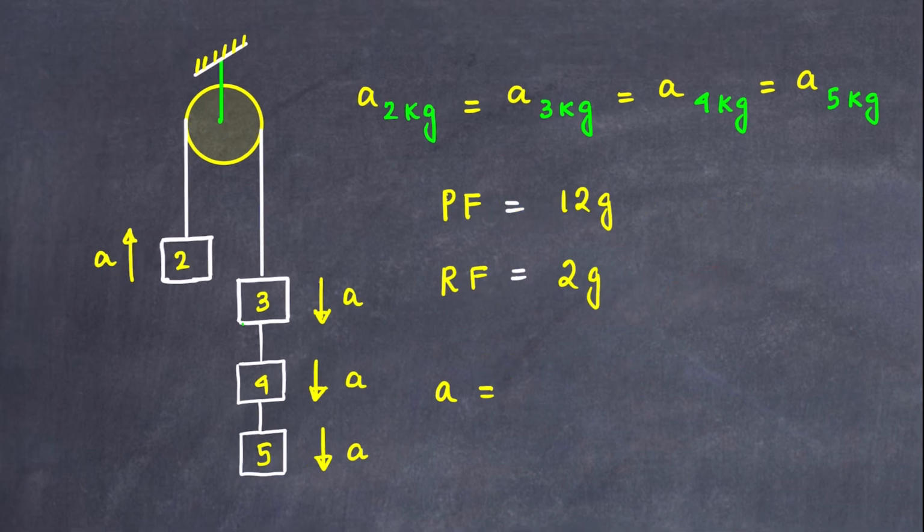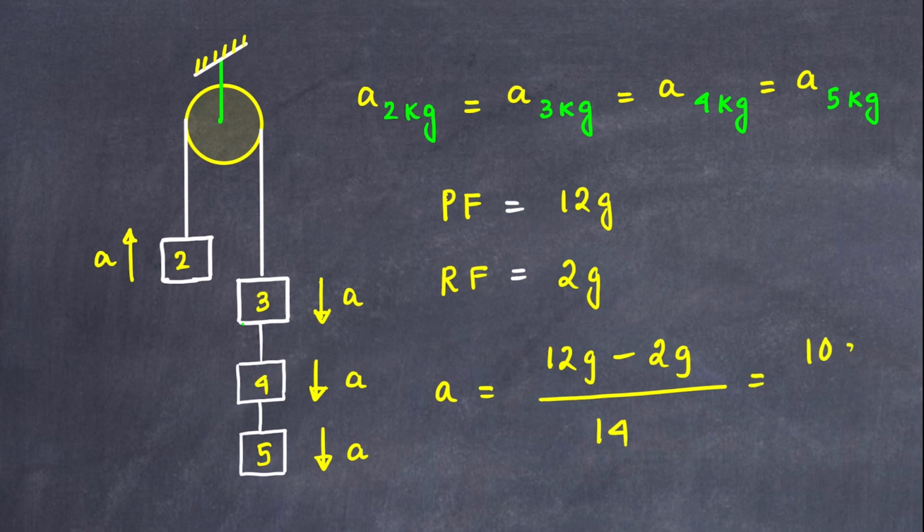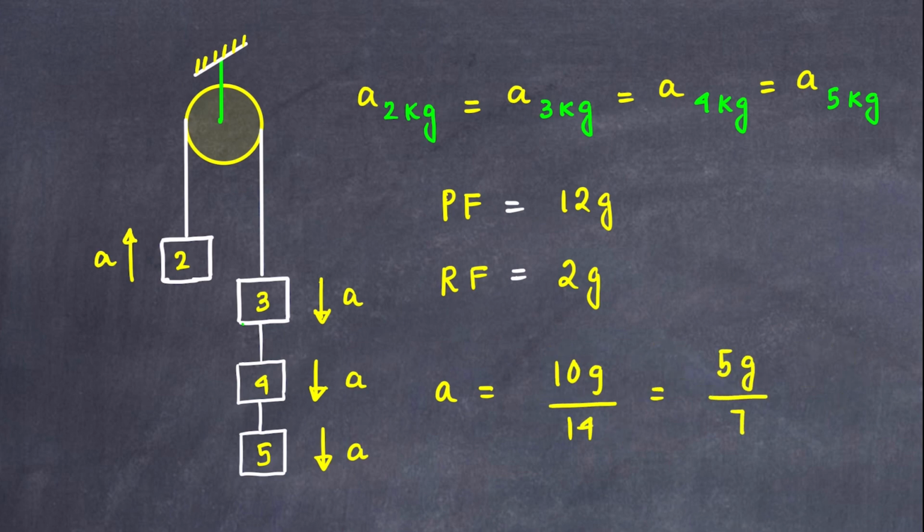So the acceleration will be the total pulling force, that is your 12g, minus the total resisting force, that is your 2g, divided by the total mass. Now what is the total mass? 5 kg plus 4 kg plus 3 kg plus 2 kg, right, which will be equal to 14 kg. So from here acceleration comes out to be 10g by 14, which on simplifying becomes 5g divided by 7.